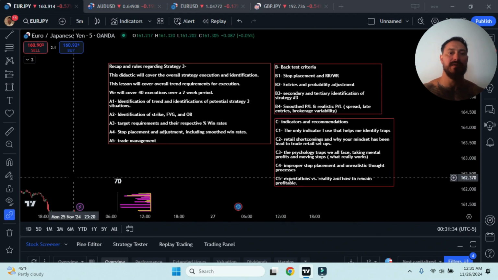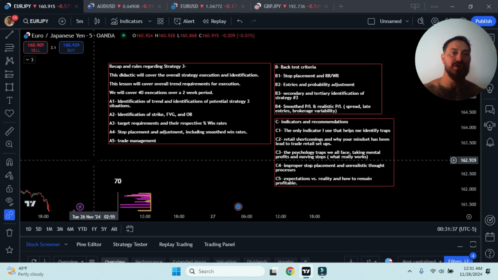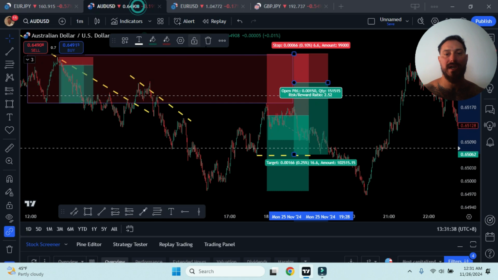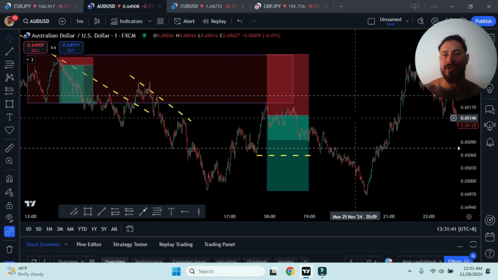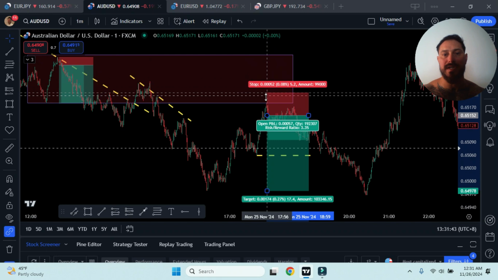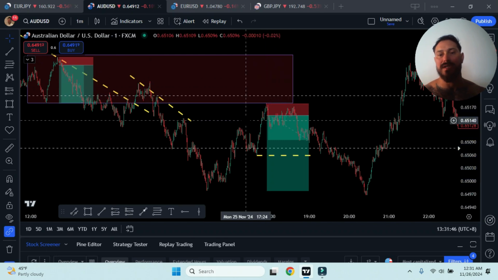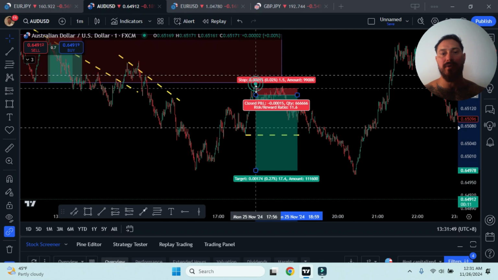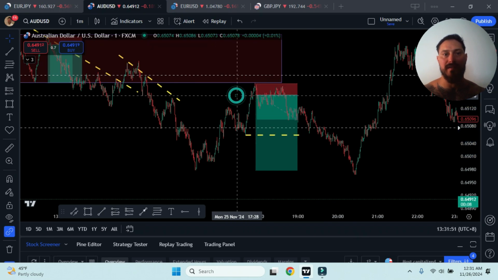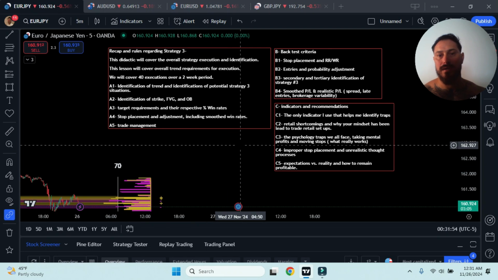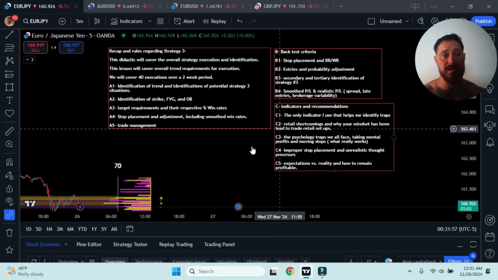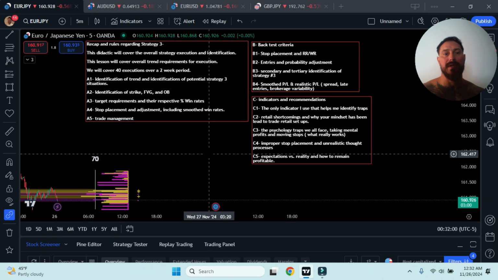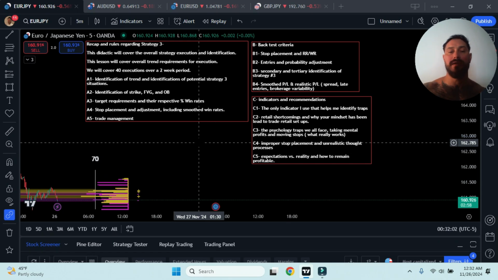So, stop placement and adjustment, including smooth win rates, and trade management. Again, in a trade where I see that the price is moving in my direction, there is no longer a reason for me to risk anything that I'm not comfortable risking. And if I am going to move my stop to break even, I am always required to take profits, which goes into section C of the lesson. Trade management: as price moves in my direction, I'm going to take profits at my profit taking areas and then move my stop either up to the top of the pivot or to break even.